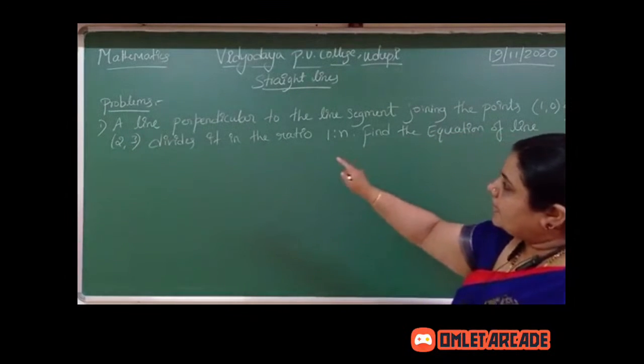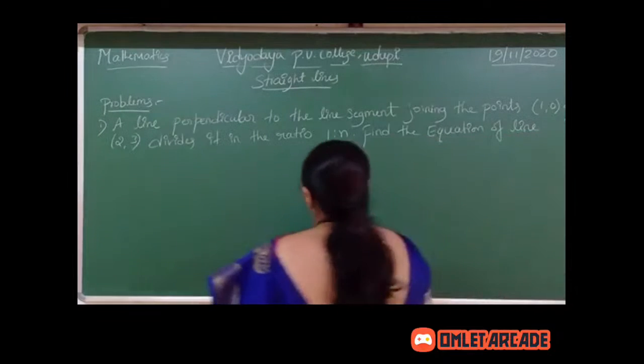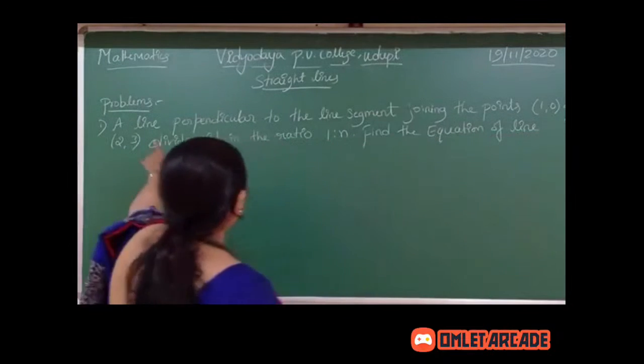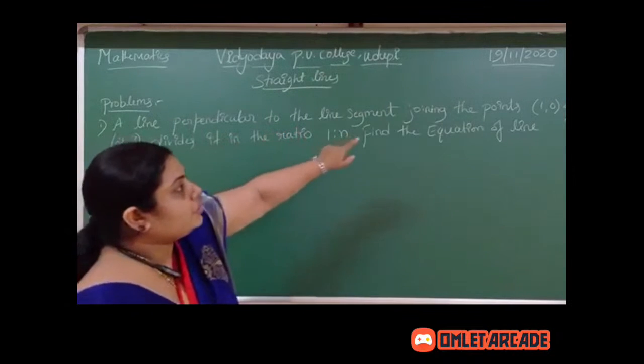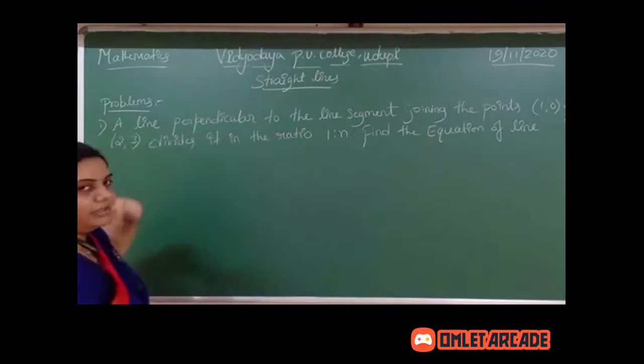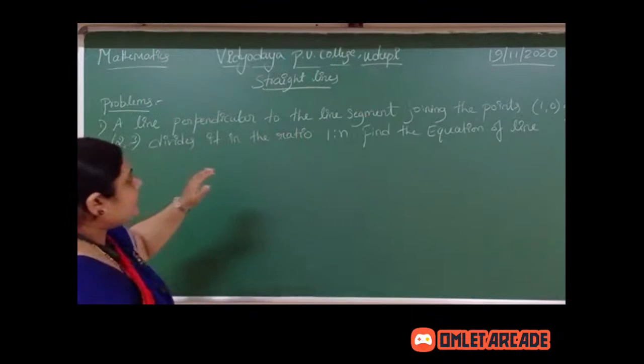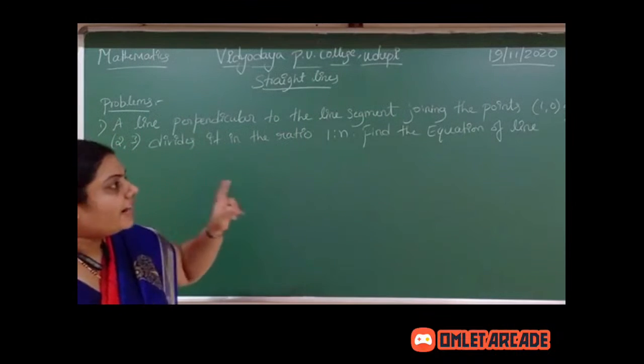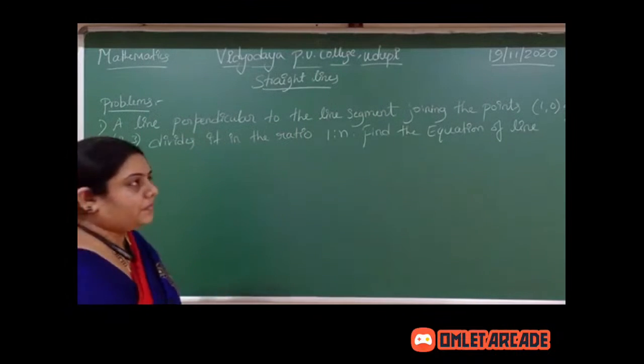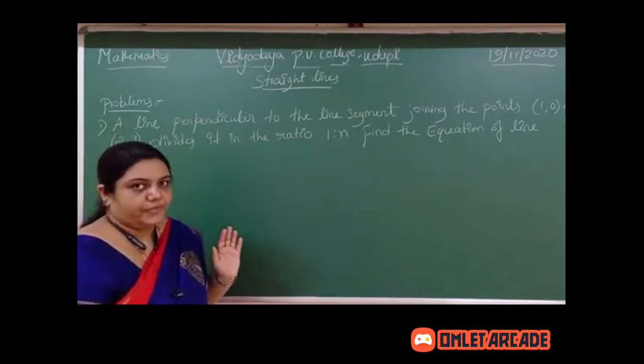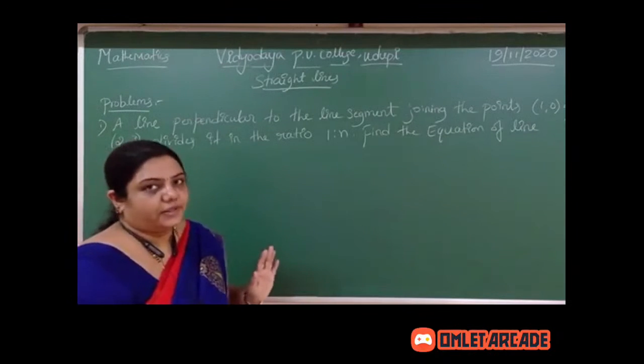A line perpendicular to the line segment joining the points (1, 0) and (2, 3) divides it in the ratio 1:n. Find the equation of line. First, understand the question. Let me take a rough picture of this.